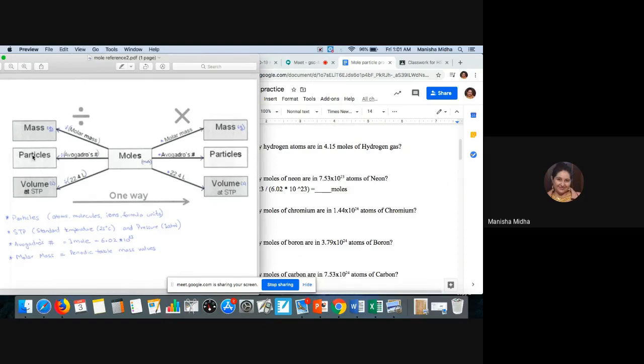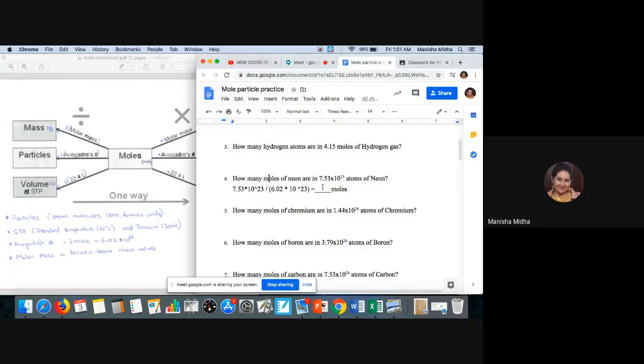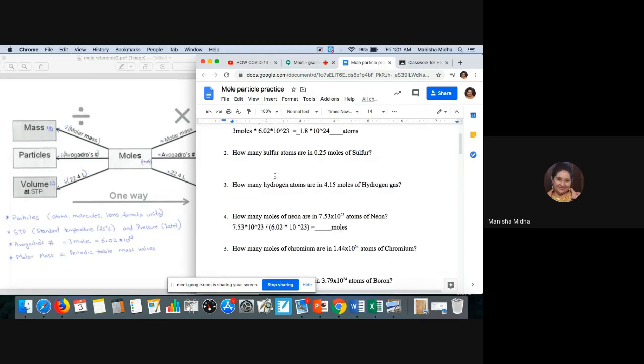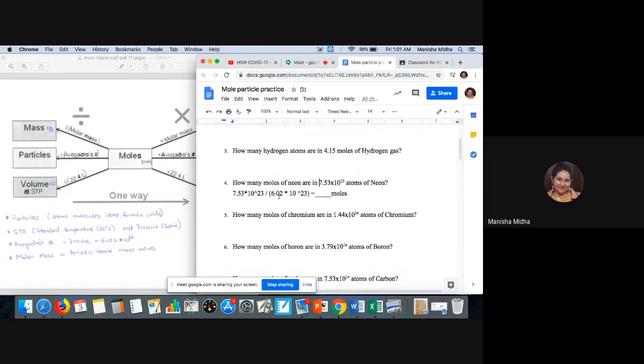So we are here, particles, because we cannot travel in this direction. So I'm not using my value here. I'm going here because I can travel from left to right. So atoms to moles, we are going to divide. So the given value 7.53 times 10 to the power 23 divided by the constant 6.02 times 10 to the power 23, or Avogadro's number. That's what it says here. Particles, whatever is given, divide by Avogadro's number, that would be equal to moles.